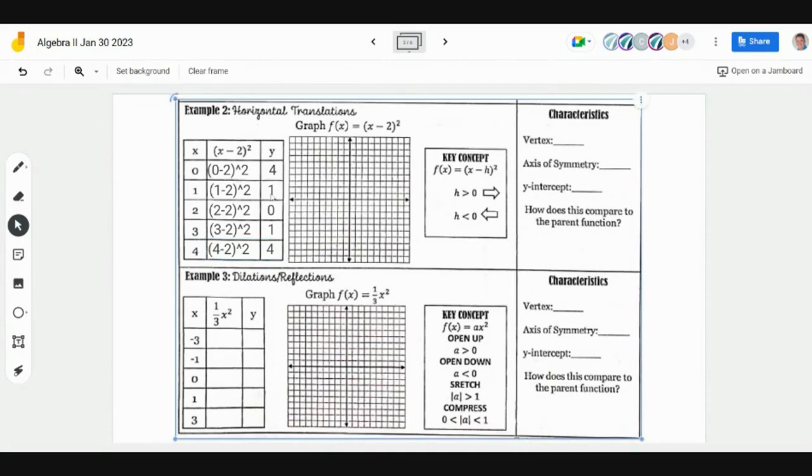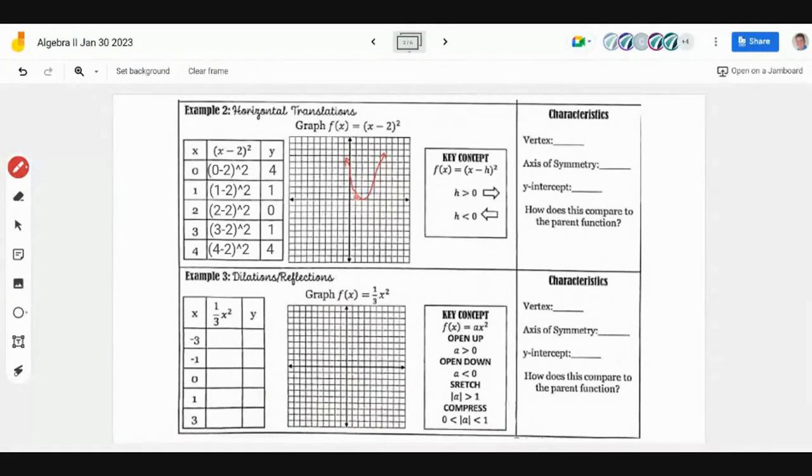0, 4, 1, 1, 2, 0, 3, 1. So let's graph this one. 0, 4, and it goes down to 1, 1, and it goes down to 2, 0, back up to 3, 1, and back up to 4, 4. Okay. I didn't draw it exactly straight in there, but I tried.